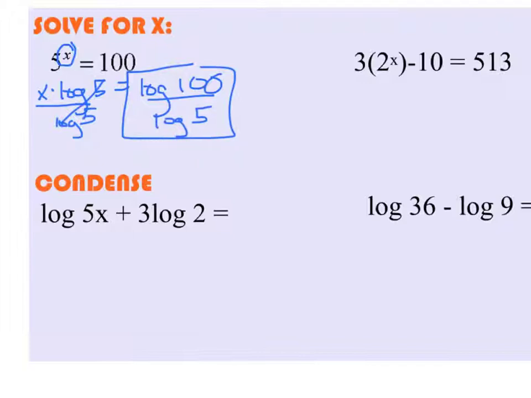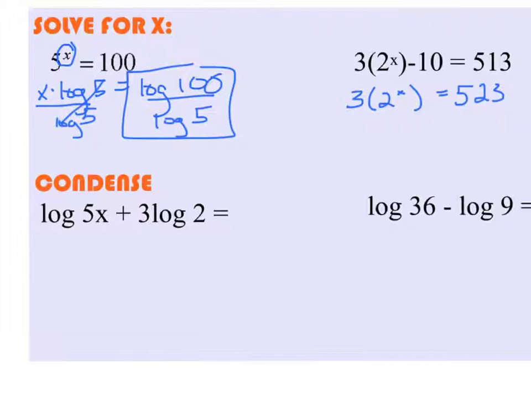Coming over to the next problem, the first step is to add 10 to both sides. The next step is going to be to divide by 3. Let me just remind you that 3 multiplied by 2 to the x is not 6 to the x. Things that are exponential, like 2 to the x, do not mix with things that are not, like 3. A lot of times people think, well, when x is 1, 3 times 2 to the first is the same as 6 to the first. But that is the one and only time those two functions are the same.